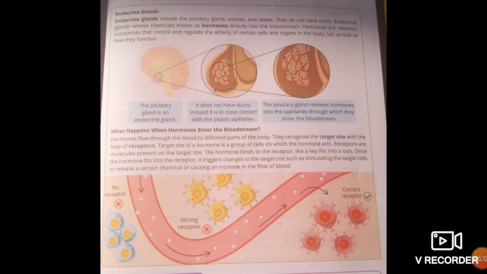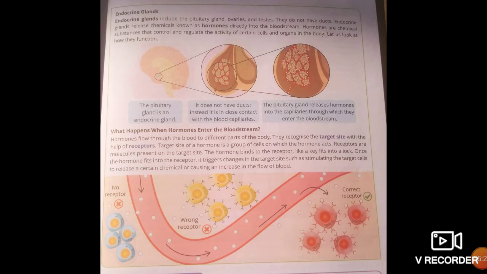Endocrine glands include the pituitary gland, ovaries, and testes. They do not have ducts. They are also known as ductless glands, meaning they do not possess ducts. They release their chemicals, known as hormones, directly into the bloodstream. Clear? There is no need of a duct. Clear?